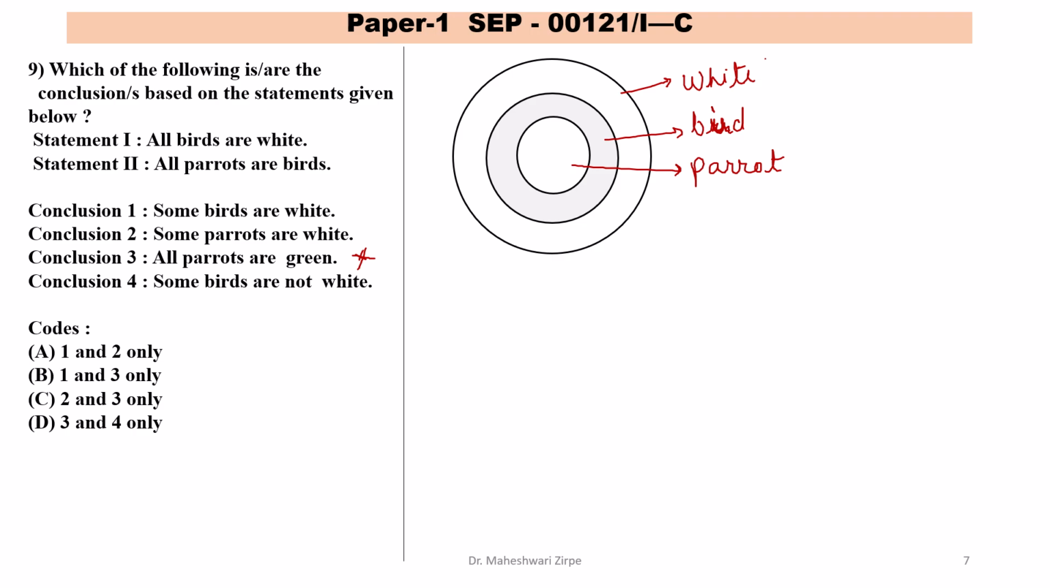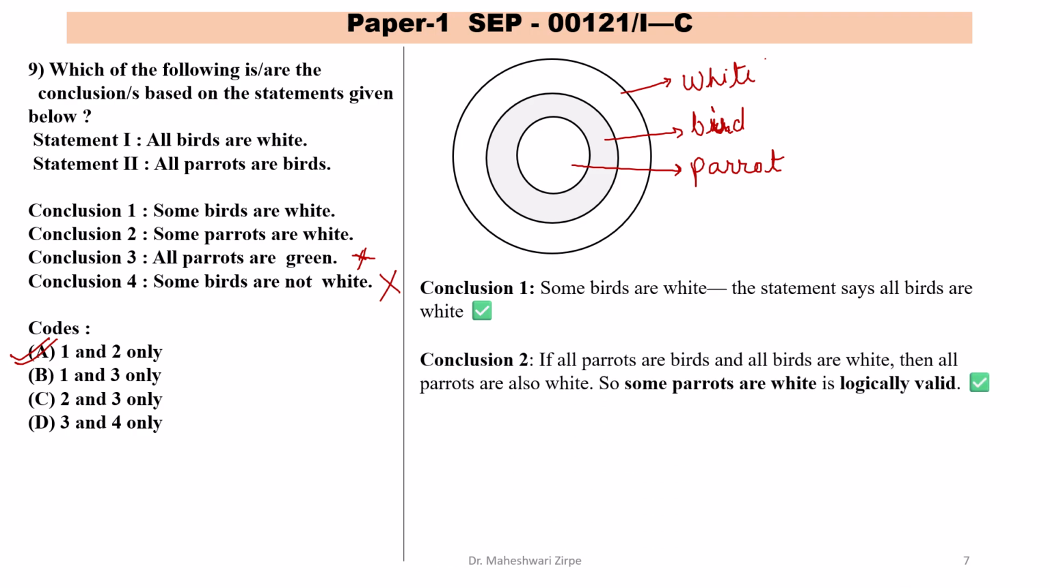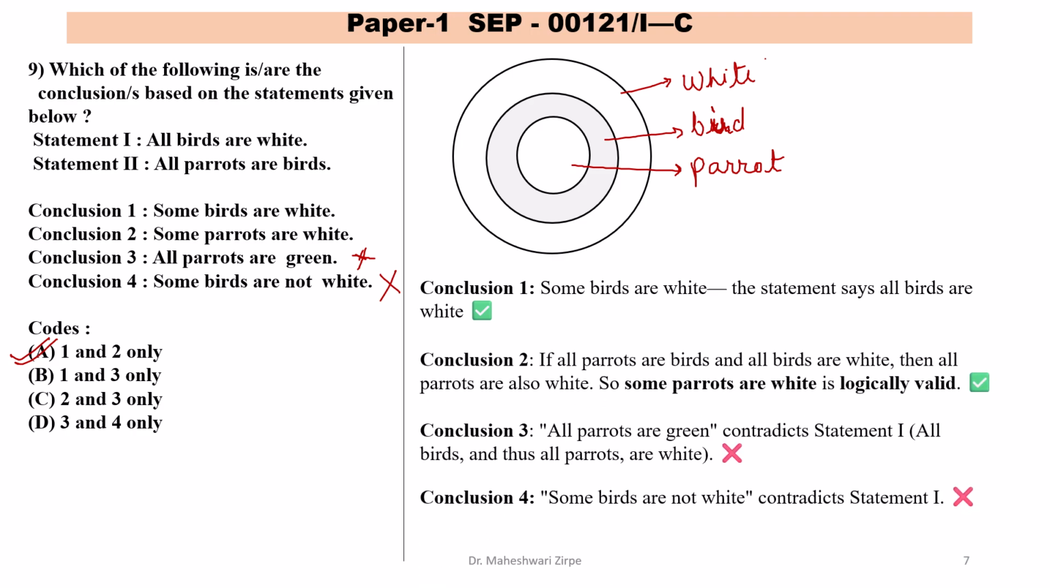Then conclusion 4, some birds are not white. This is not the case, because they have already said in the statement that all birds are white. So this option again goes back. Conclusion 4 also goes back, which means only conclusions 1 and 2 are correct. So conclusions 1 and 2 are correct, that is option A. Option A is the correct option. This is the way you have to solve these questions. I have written here the conclusions of all 4 statements. Only the first and second are correct.